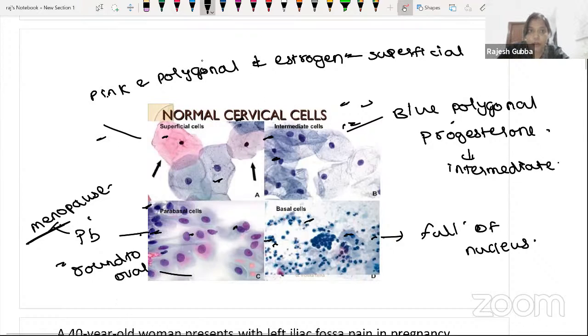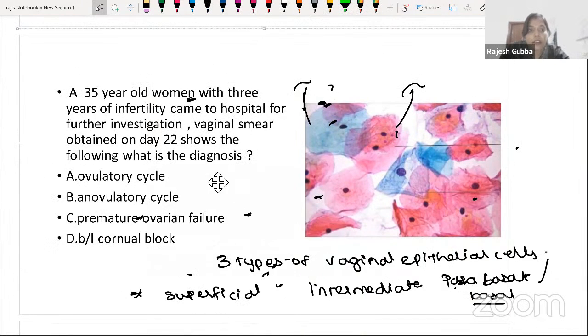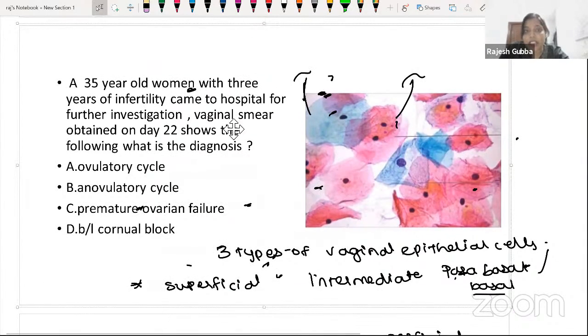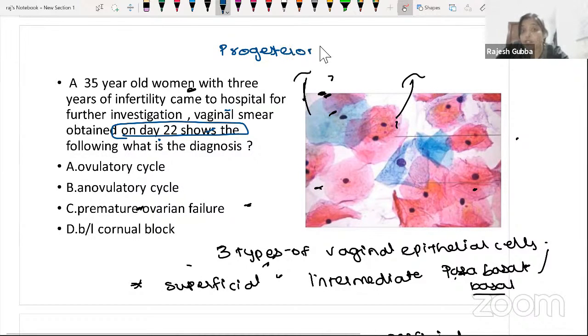So now we'll go back to the question. On day 22 of the menstrual cycle, what type of cells should you see? On day 22 of the cycle, which hormone is predominant? It is progesterone which is predominant. If progesterone is predominant, which cells should you see? You should see increased intermediate cells.